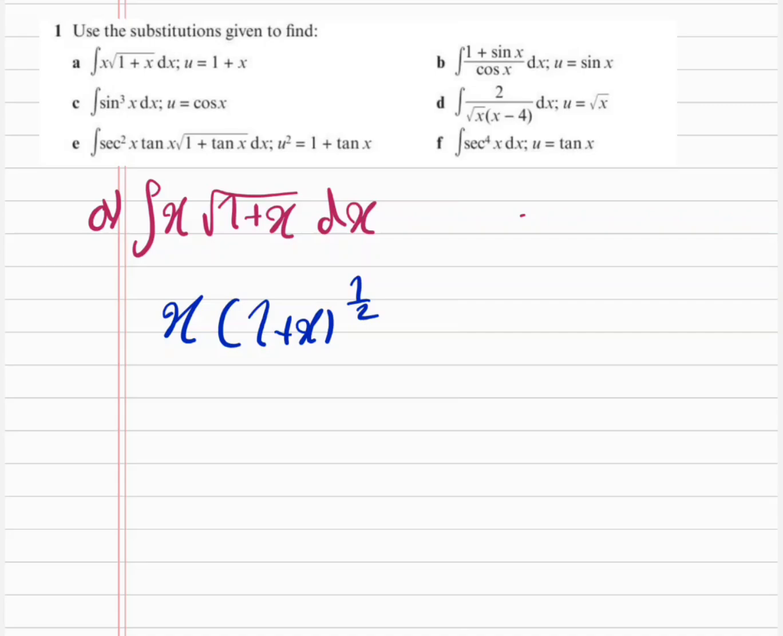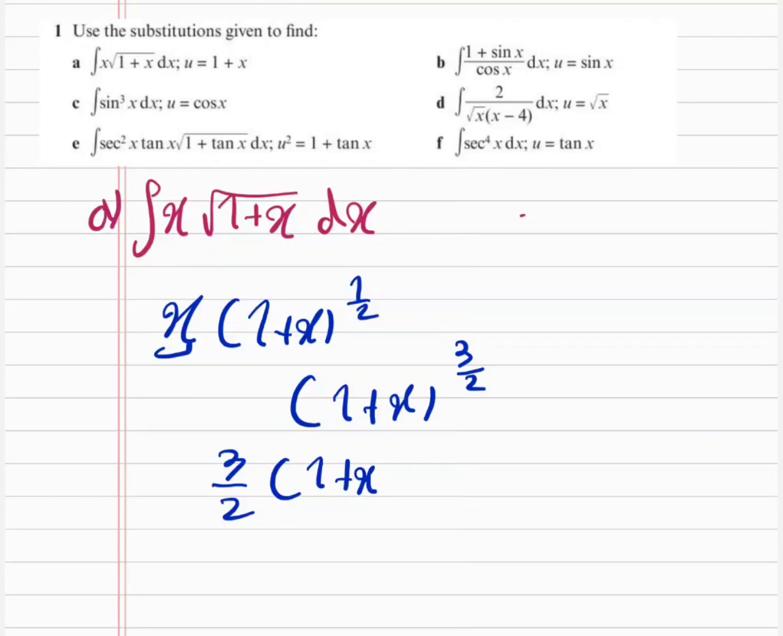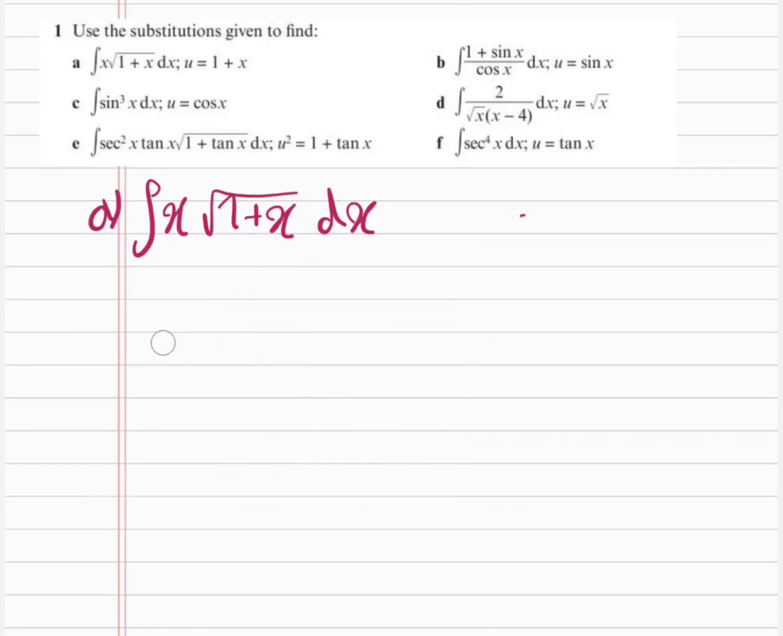And then the other method might be the reverse chain rule, but that one is not going to work either, because the power of the bracket is not higher than this. If we say the answer is 1 plus x to the power of 3 over 2, then when we differentiate, we'll have 3 over 2 and then 1 plus x to the power of half. So we cannot get this x term. That's the problem.